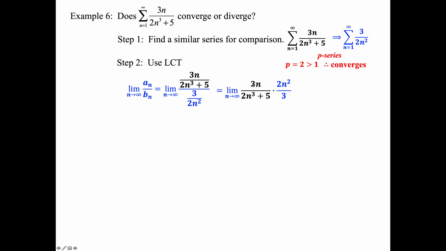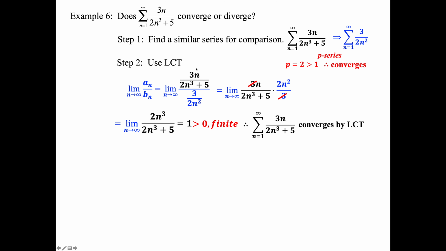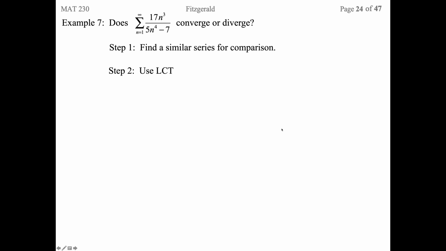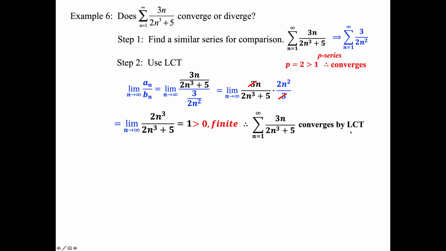The 3's are going to cancel. We'll have 2n cubed over 2n cubed plus 5. But again, same power on the top with the power on the bottom. Leading coefficient ratio 2 over 2 is 1. That's going to be your limit. And again, 1 is greater than 0 and 1 is finite. So since our comparison series converges, therefore our original series also has to converge. All right. Again, by the LCT test.